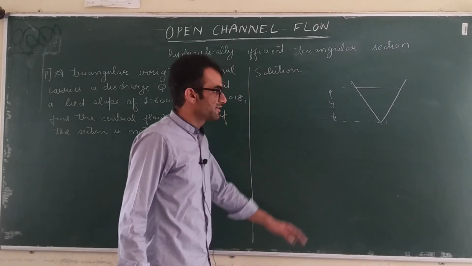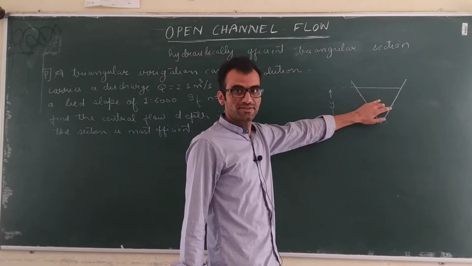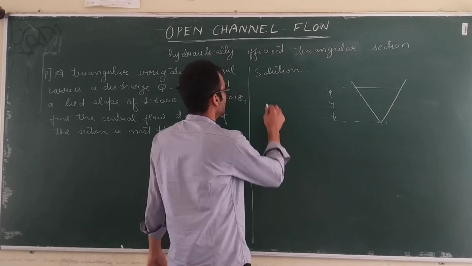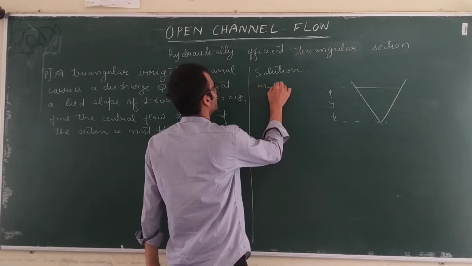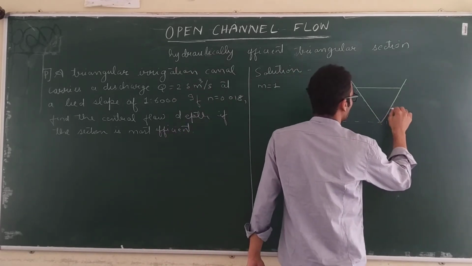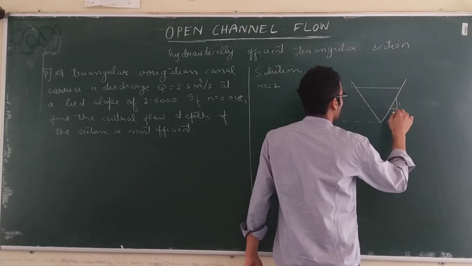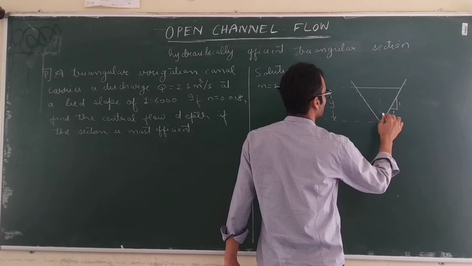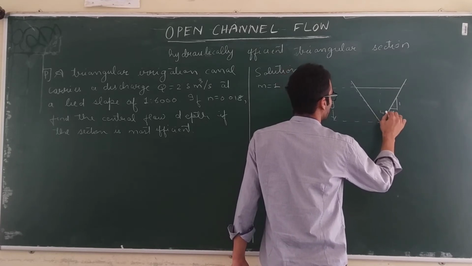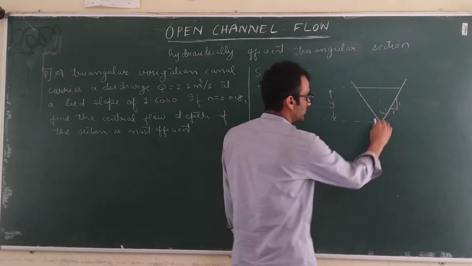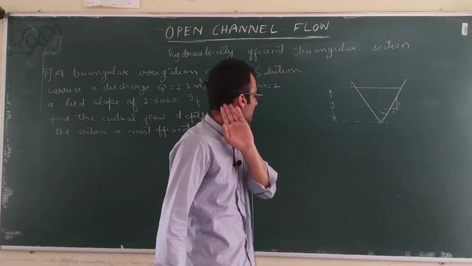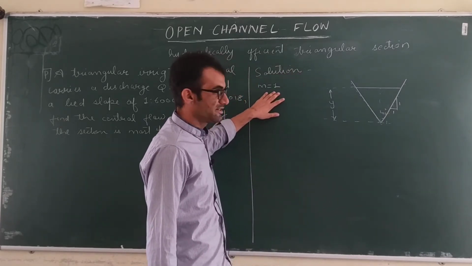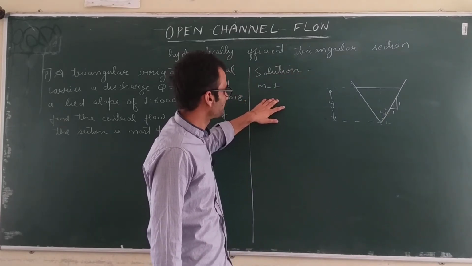Now for a triangular section, if the triangular section is most efficient, what is the condition? The first condition is your side slope is 1. That means side slope is 1 horizontal to 1 vertical. Okay, so this is the condition. So we know that this angle is 45 degrees, and the total angle will be 90 degrees. Now this condition is the first condition, m is 1.